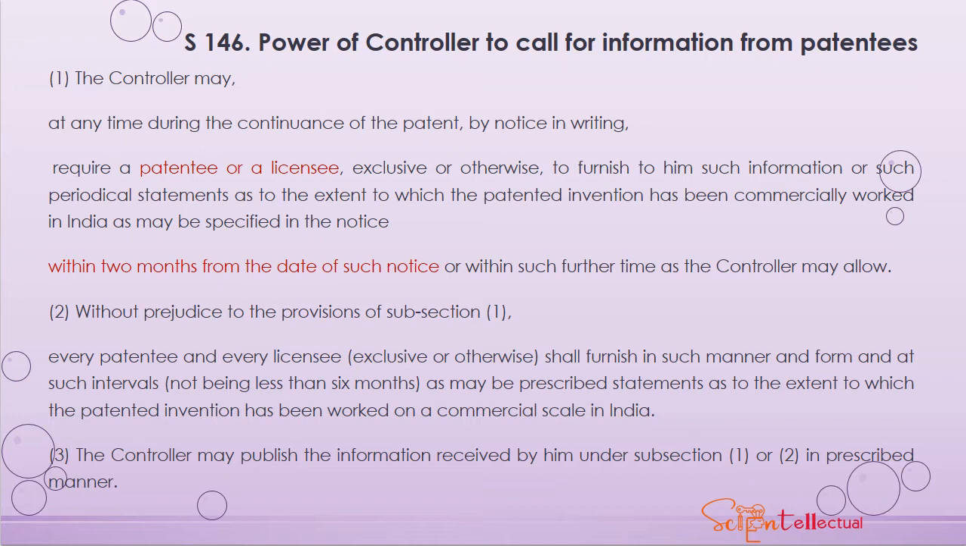So there is a time period during which the patentee or licensee needs to furnish how much or to what extent his patented invention has been worked in India on a commercial scale, and there is a form through which he will furnish all the information. Subsection 3. The controller shall publish the information as mentioned under subsection 1 or 2.